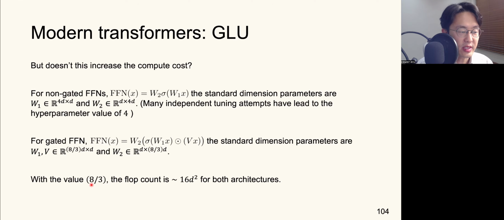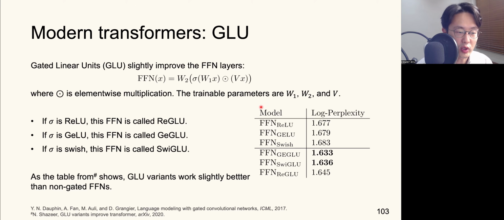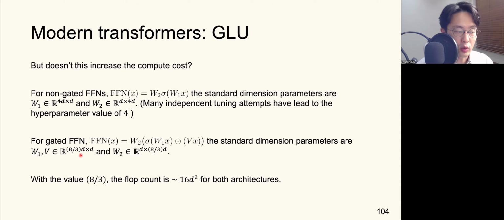It turns out that this specific value, 8 over 3, is chosen precisely such that the flop count is on the order of 16 times d squared for both architectures. So the performance results shown in this previous slide were a fair comparison in this sense. When the matrices are sized in this way, the gated and non-gated FFNs basically have the same compute cost, and under that fair comparison, the gated FFN tends to work slightly better.